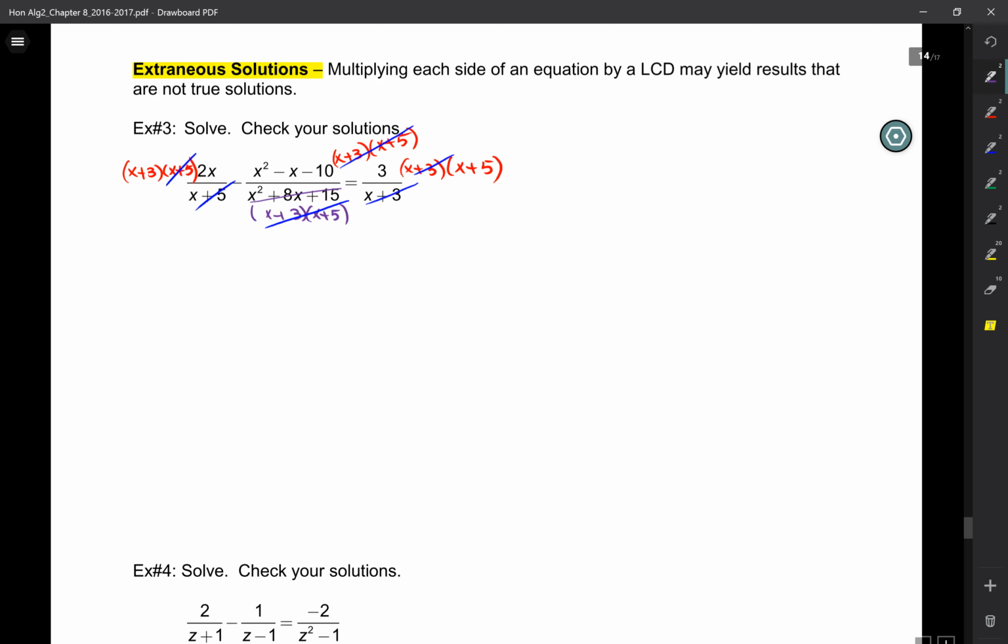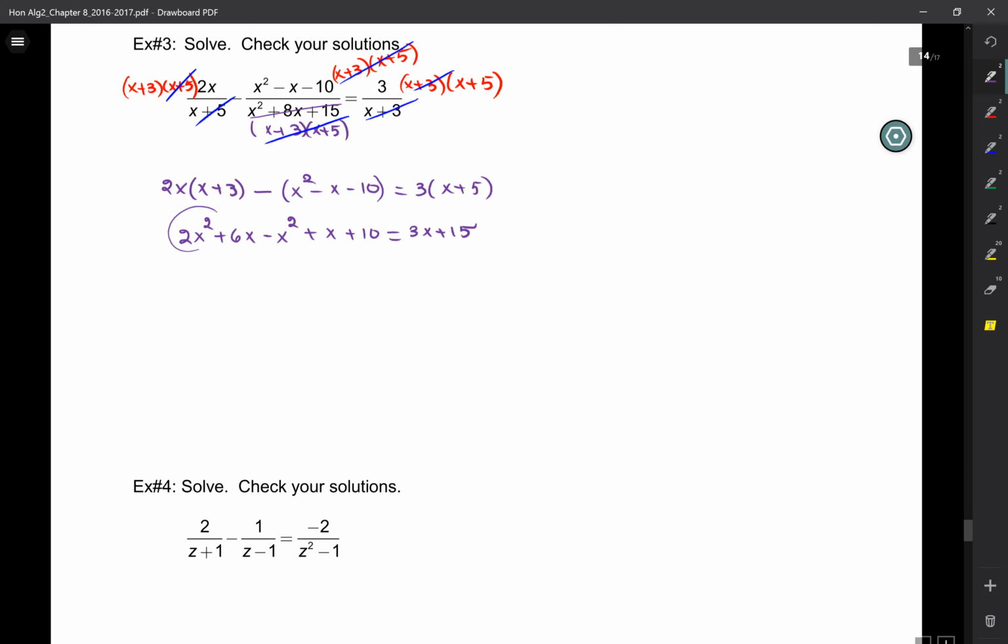Okay, now, here I'm just going to write it out first and then distribute. So I have 2x times x plus 3 minus, in parentheses, this trinomial equal to 3 times x plus 5. So let's go ahead and distribute. 2x squared plus 6x minus x squared plus x plus 10 is 3x plus 15.